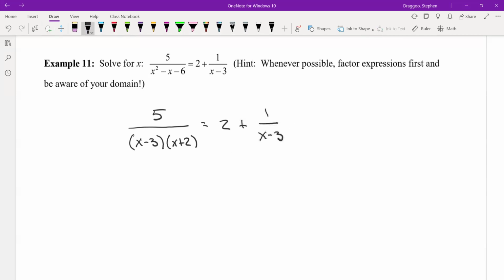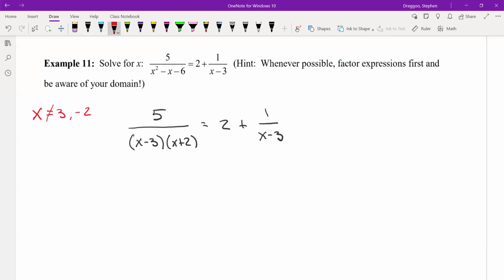So what are we going to do? First, notice that I have an x minus 3 that shows up twice. So when I'm clearing my denominators, I only need to multiply by x minus 3 and x plus 2. I also know that x is not allowed to be 3 or negative 2. So if I get either of those solutions, I'll need to ignore them. So let's start solving this thing.